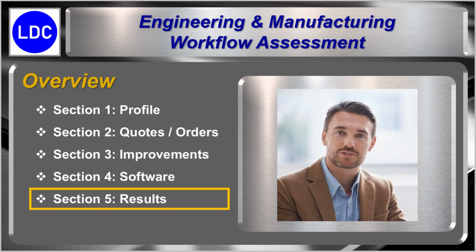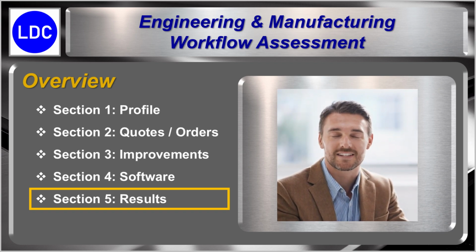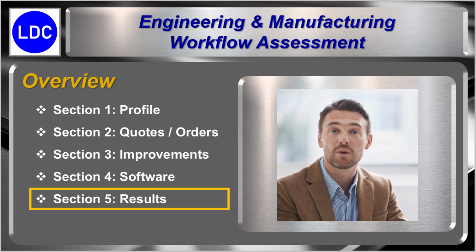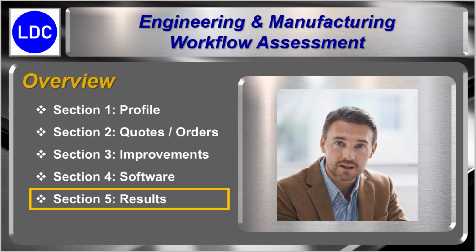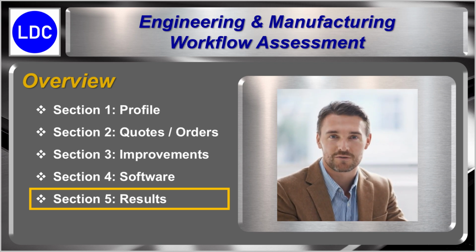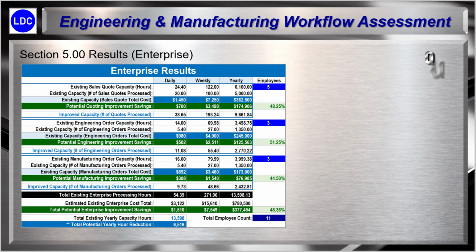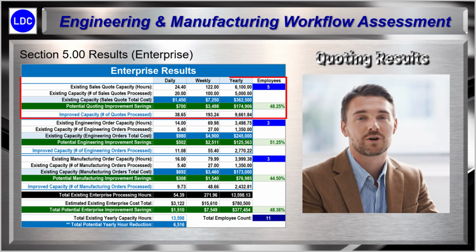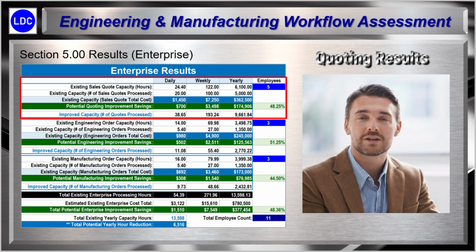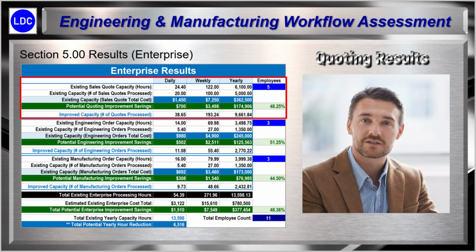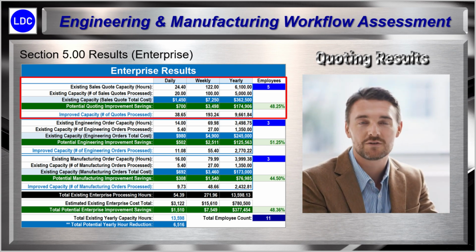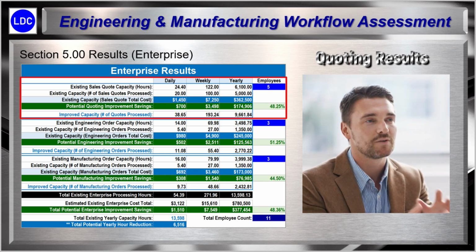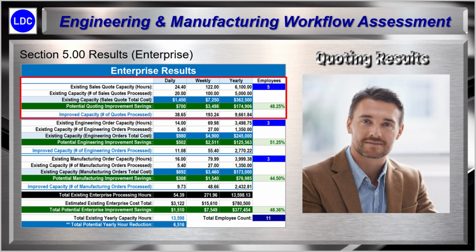Section 5 includes the results of the applied workflow automation improvements, which include increased capacity and potential cost reductions provided by the Global Edge Engineering Assistant throughout the quoting, engineering, and manufacturing workflow process. The result of the Global Edge workflow automation capabilities applied to the quoting workflow process is a yearly savings of 2,943 hours, which equates to an annual improvement savings of $174,906 and a time improvement of 48.25%.